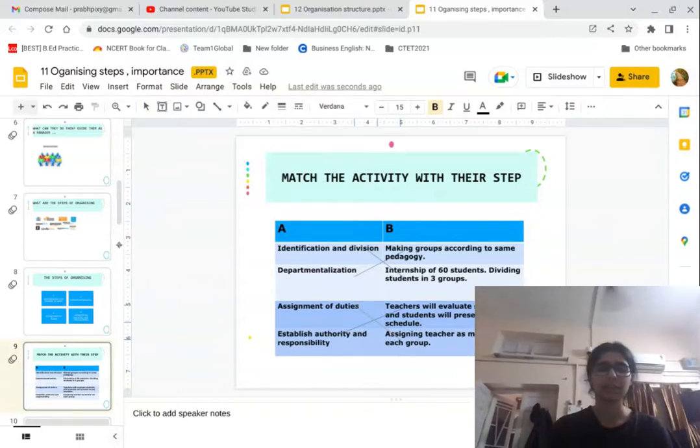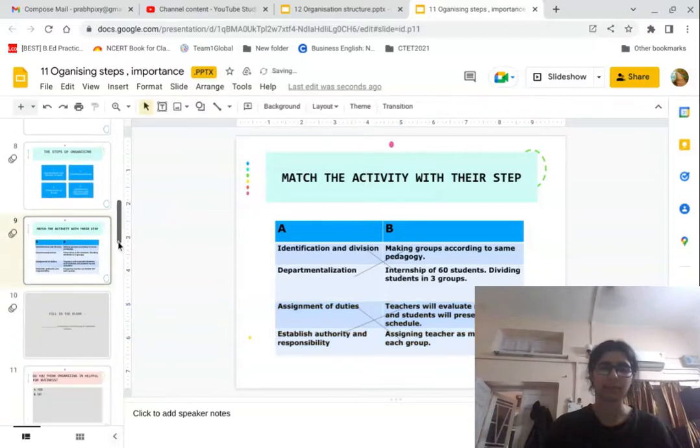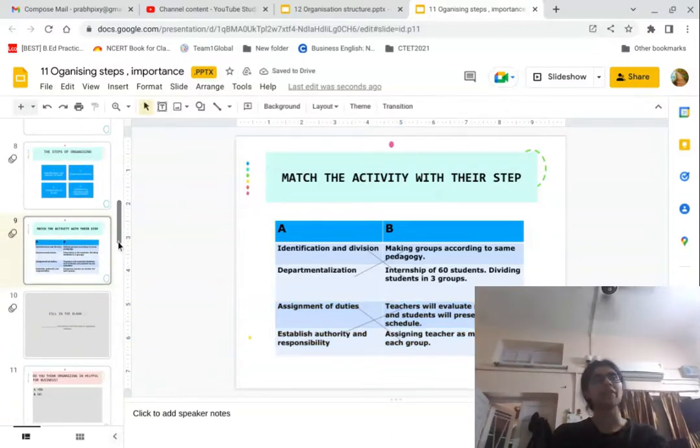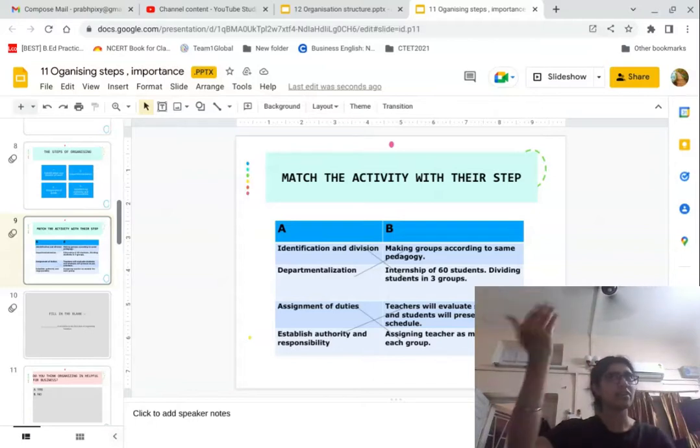You were a little confused about the assignment of duties and the establishment of authority and responsibility. So when we talk about assignment of duties, we are not establishing authority at that time, that you will be reporting to this person, or that you have this kind of powers. We talk about these things once we have assigned the duties. So assigning of duties is first.